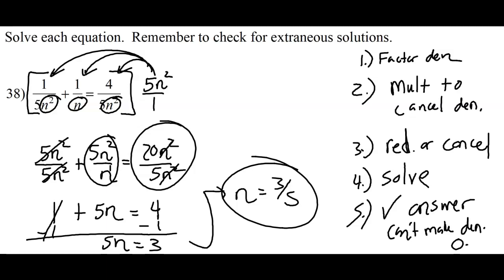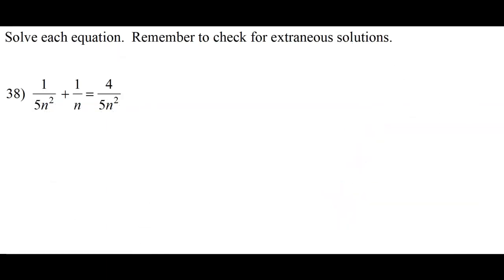But there's our steps. So, if possible, factor the denominator. Step 2, multiply each factor into the numerator to cancel it out or reduce it. From there, we should be ready to solve. Just make sure you check your answer at the end. Let's go ahead and take a look at one more here, number 40.